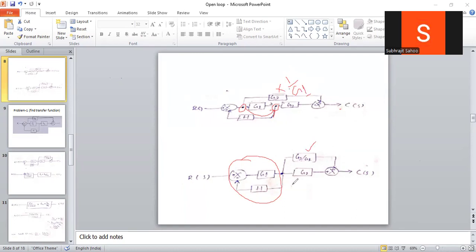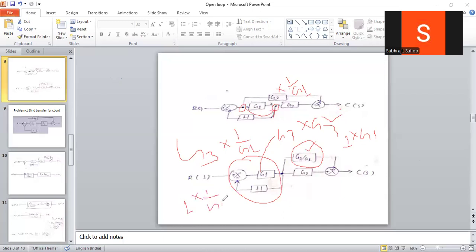This type of movement is required in the problem. Sometimes left movement, sometimes right movement will be required. Based on that, the value in the block also will be changed. If it is left movement, then the block is directly multiplied: G3 into G1. If G3 is not there, it is treated as 1, so it becomes 1 into G1. But if it is moving to the right, then it becomes G3 into 1 by G1. If G3 is not there, then it becomes 1 into 1 by G1. This is the formula, right?